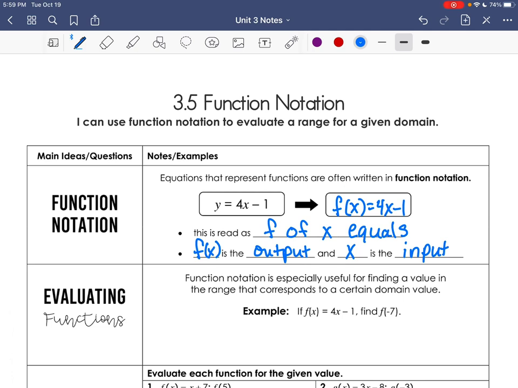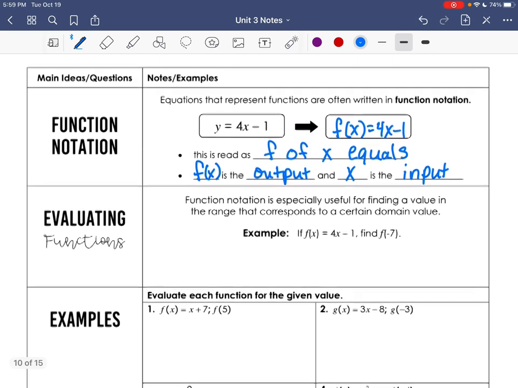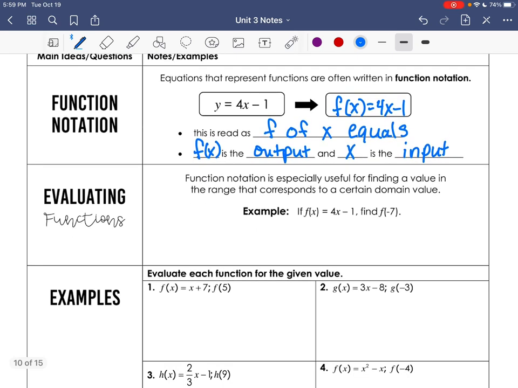Function notation is especially useful for finding a value in a range that corresponds to a certain domain value. So the example here is that if f of x equals 4x minus 1, find f of negative 7. So find this function at negative 7. The way you would write that is f of negative 7 means 4 times negative 7 minus 1. You are replacing the x with the negative 7.